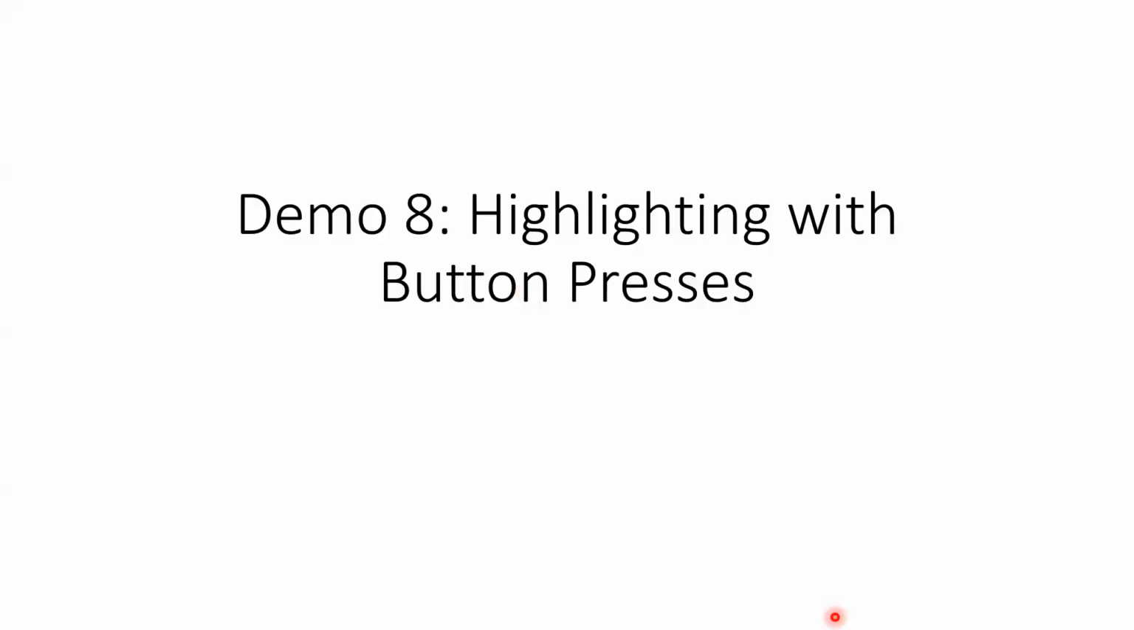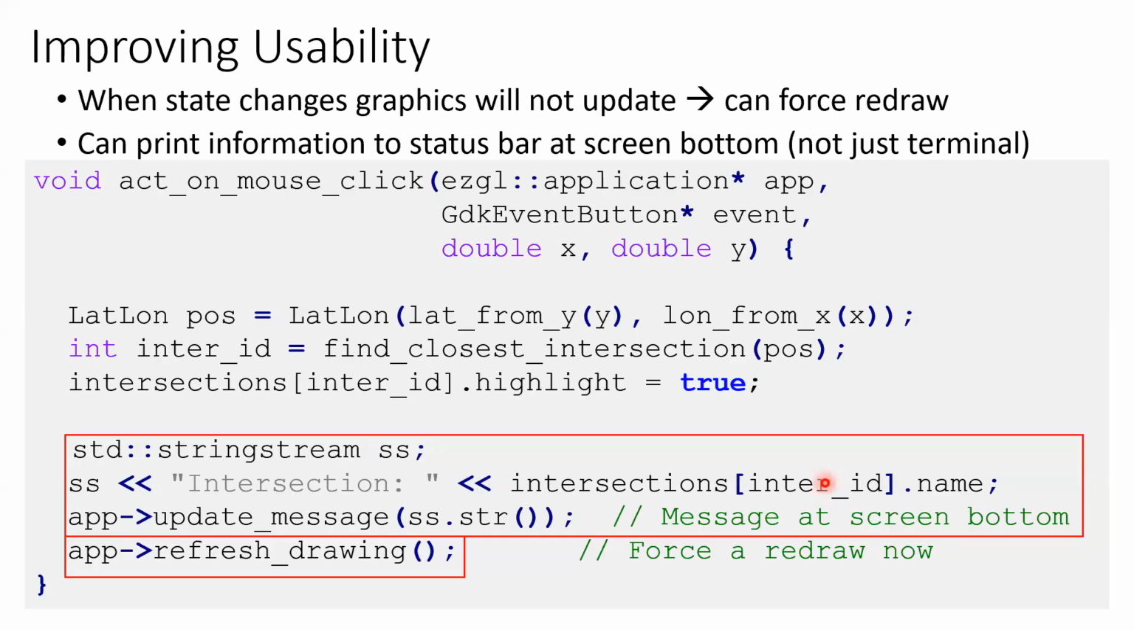Go back and solve this problem. That is a usability problem because even if you highlighted it, it just shows after you move the map somehow. But the users will expect it to appear immediately. So we want to force a redraw by calling app.refreshDrawing. This will force the app to call the redraw function.